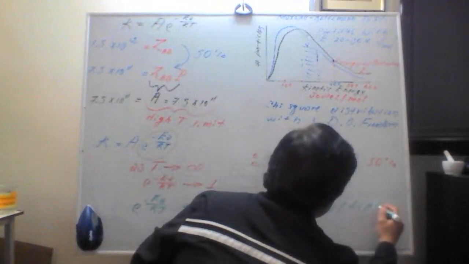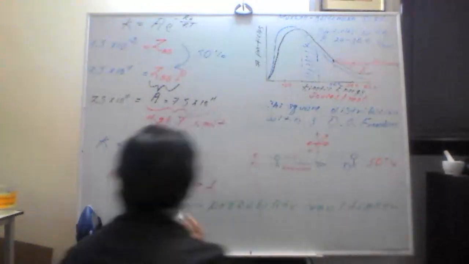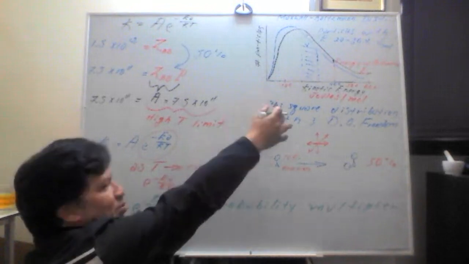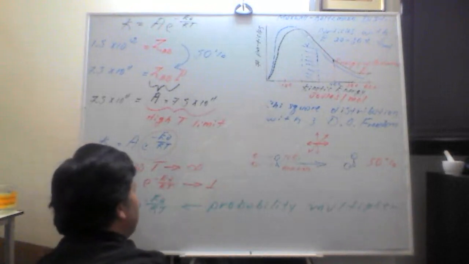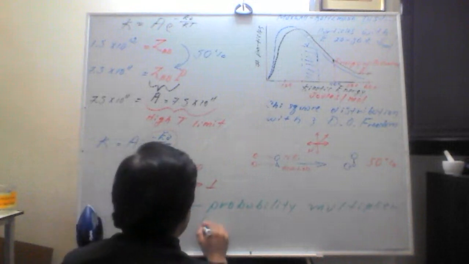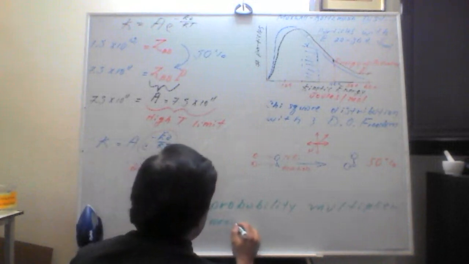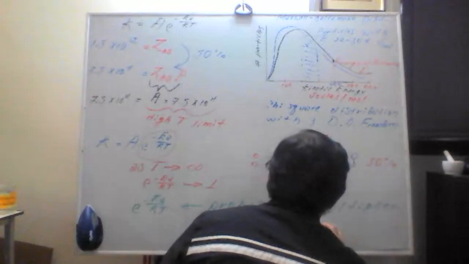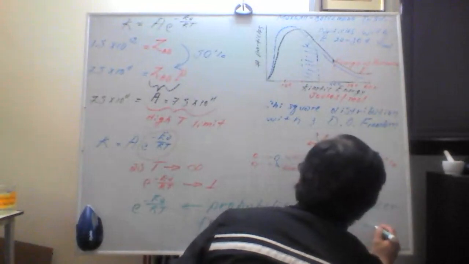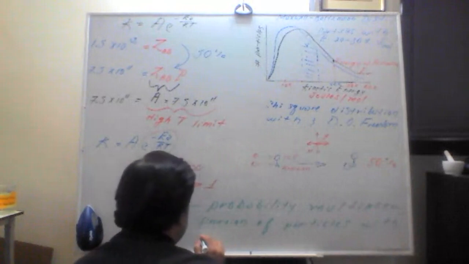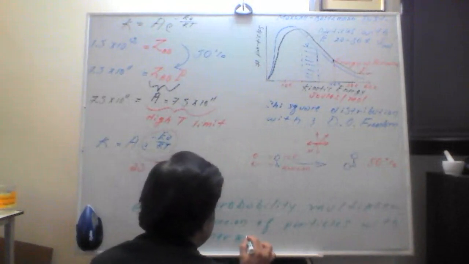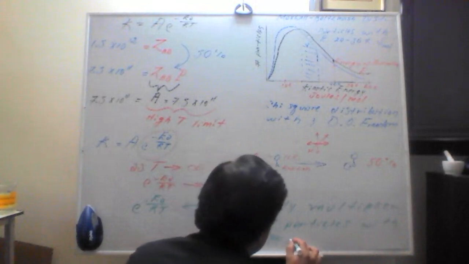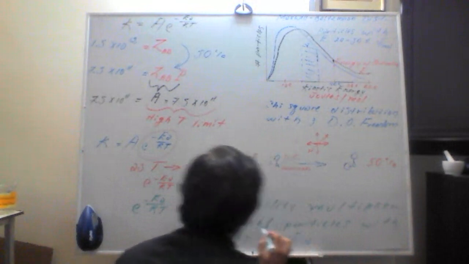I'm not sure if this is the correct term to say, but it's a probability term in the topic we're discussing, because this is based on probability. So this is like a probability term. And then it tells you the fraction of particles with energy which is equal or greater than the energy of activation.